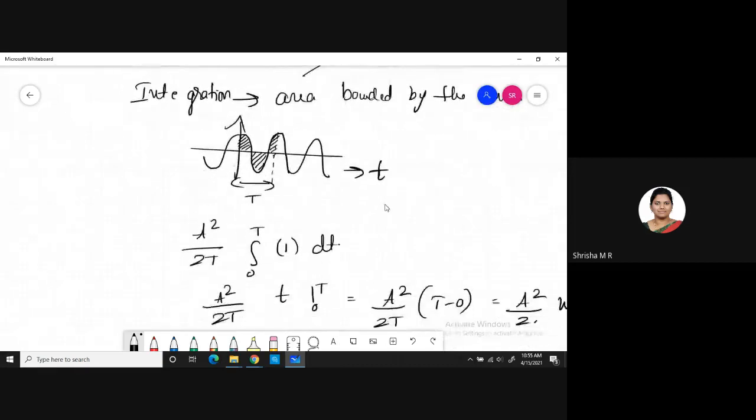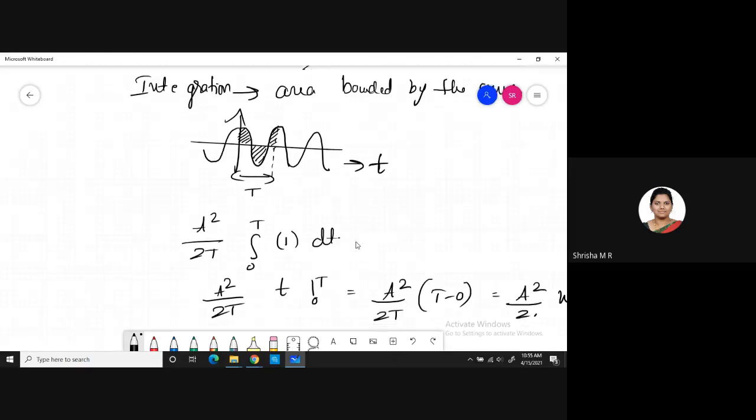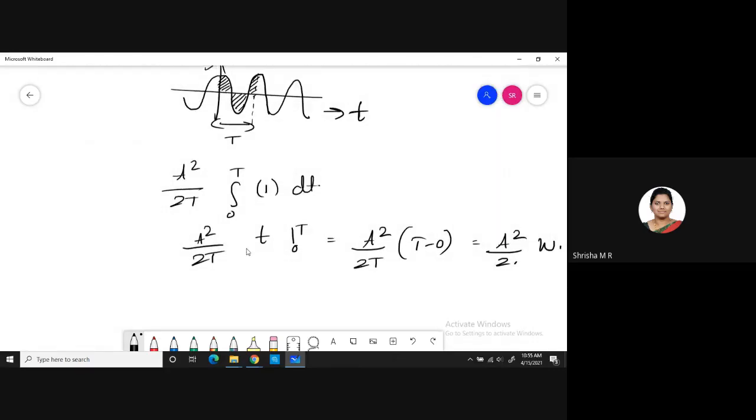So we have A squared by 2T integral 0 to T of 1 dt. The integral of 1 is t. Substitute the upper limit and lower limit, and you get A squared by 2 watts.